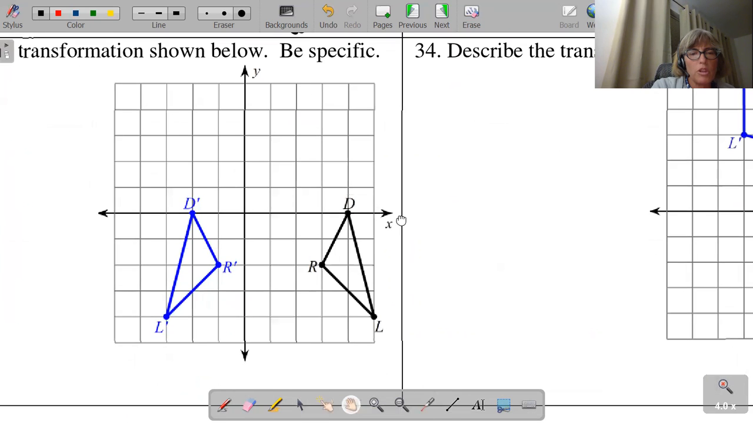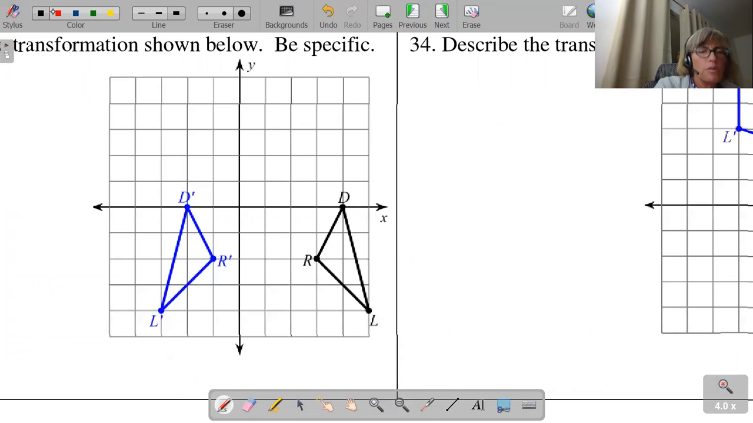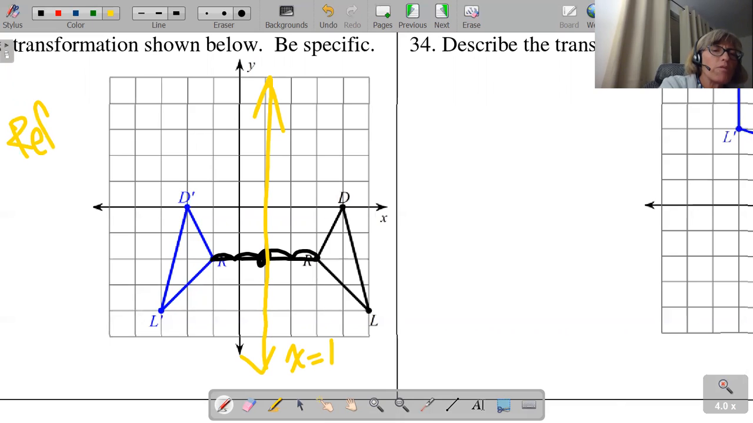Describe the transformation below. It's pretty easy. It's going to be a reflection, obviously. 1, 2, 3, 4. Your exact middle is this way. So we are reflecting across that line. And that line is simply x equals 1. So this is a reflection over x equals 1.